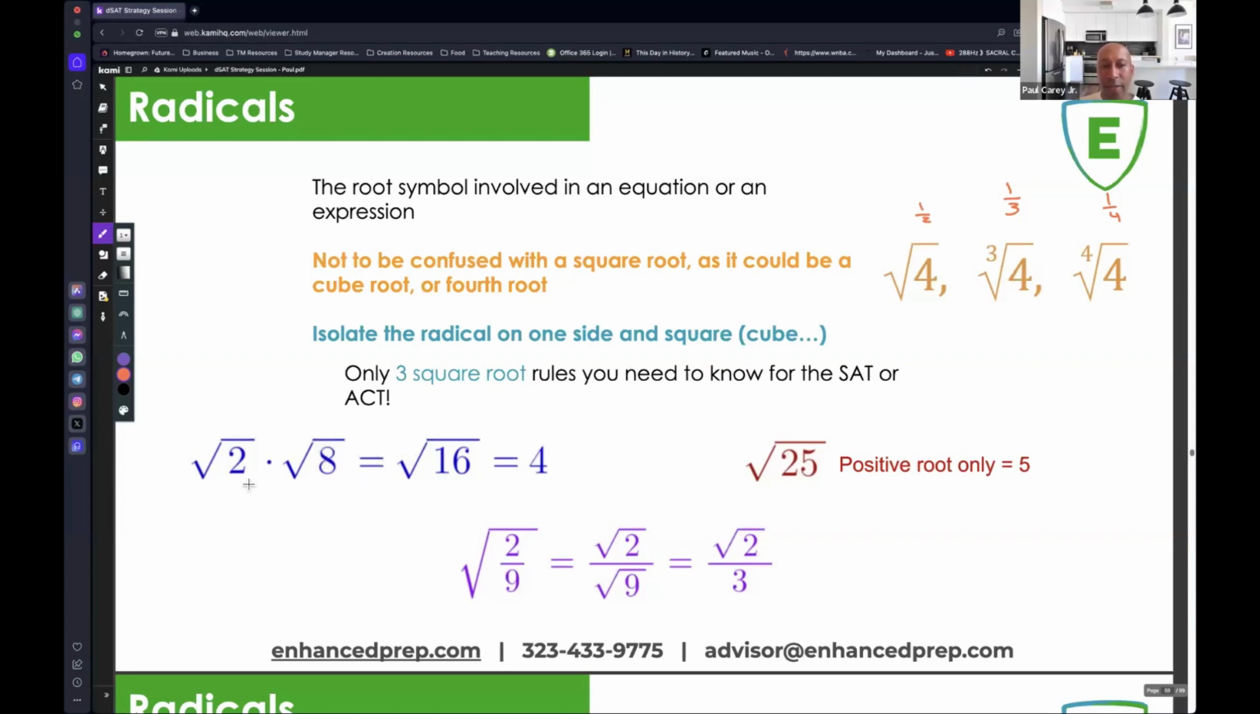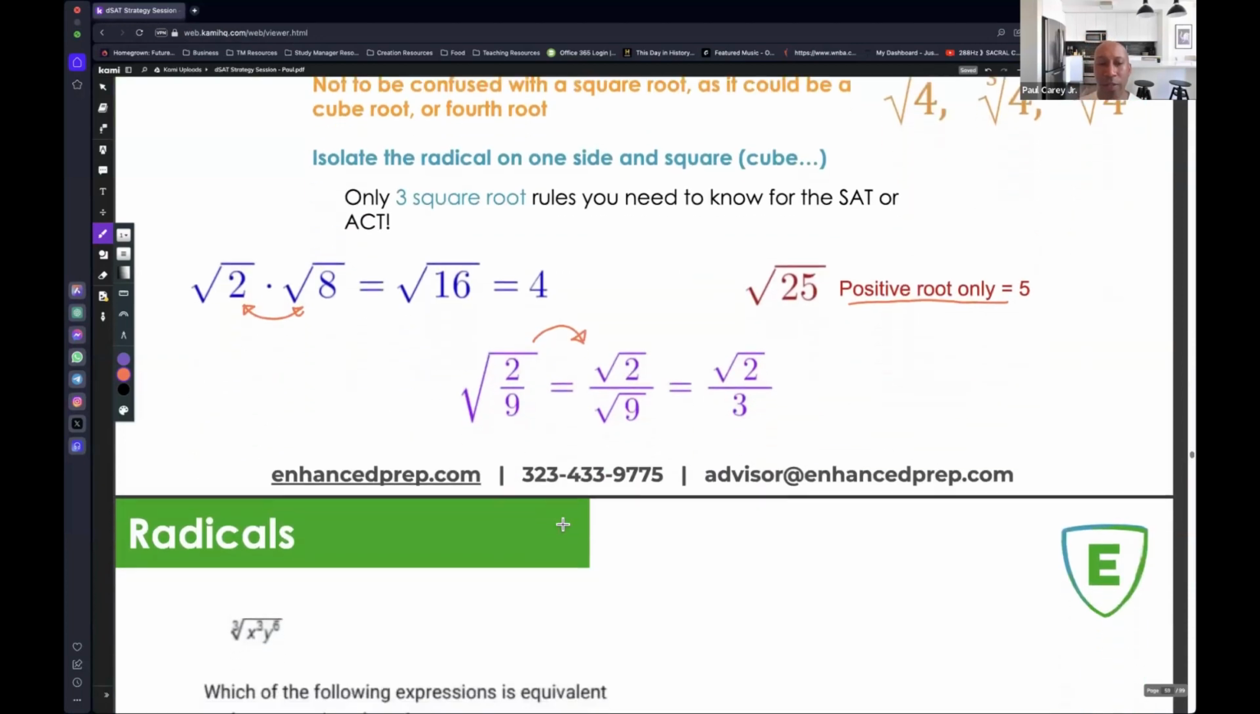So just remember, in this case, if you have two things that have the same type of radical, you can just multiply them together and then keep the radical underneath. Okay. As well as if you have something that's divided by something, you can always just separate those radicals out. And then one of the last things you want to remember is that you're only going to have positive roots. That's the main thing you're going to have to think about with radical expressions.